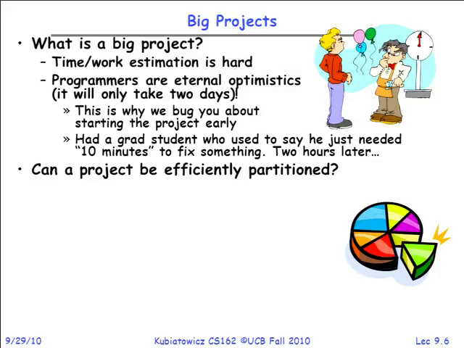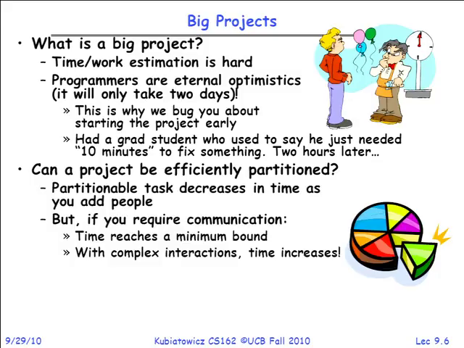Partitionable tasks, in theory, decrease in time as you add people. Is that true? Not necessarily. Of course, if you require some sort of communication in order to make things work, you can't keep adding people because eventually the communication gets in the way. This is actually true of parallel software. Any of you who have ever written parallel software, you're starting to get into that mode. If you haven't, it isn't the case that you can throw 1,000 processors at everything and get it to be 1,000 times faster. In fact, it might be slower.